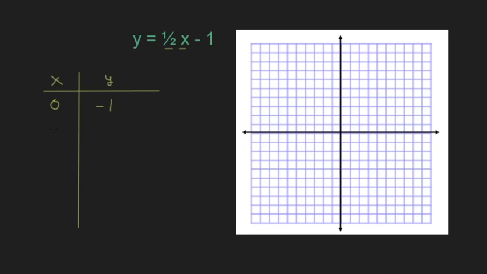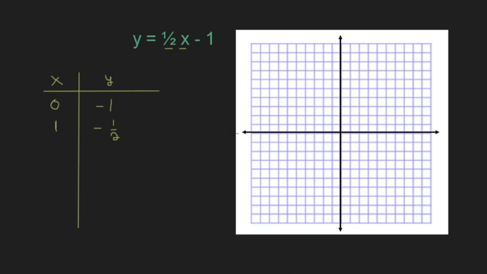Let's try it again. Let's say x is 1. 1/2 times 1 is just 1/2, since anything times 1 is itself. What is 1/2 minus 1? That would just be negative 1/2. So this is basically a function. It's almost like an in and out machine.